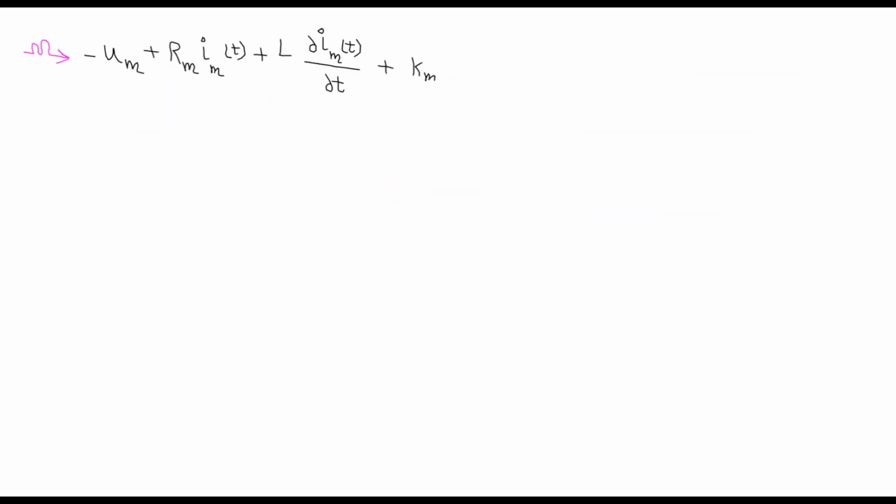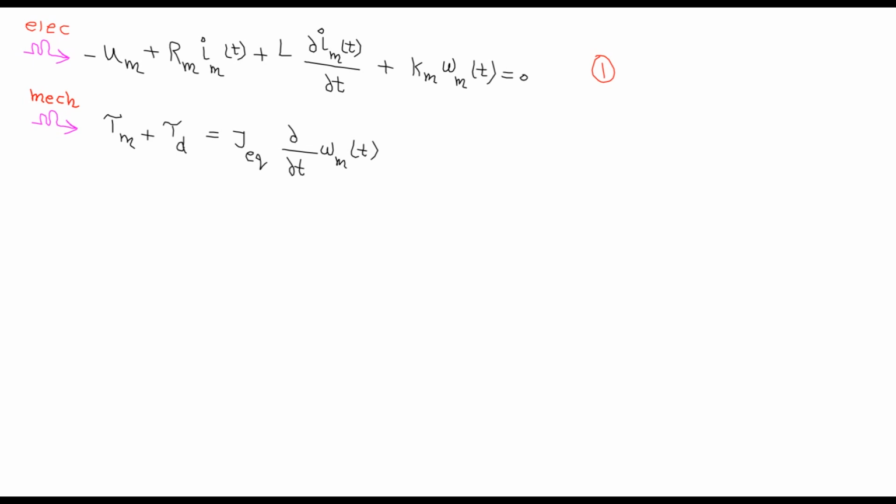To recap, here is the equation for the electrical circuit. And here's the mechanical equation of motion. As was mentioned, the torque generated by the motor is proportional to the current. So the equation becomes this. Please note that I assume there is no friction in the system.